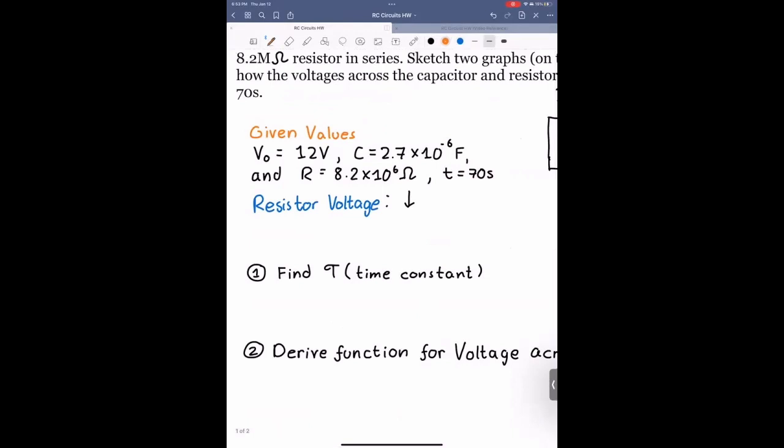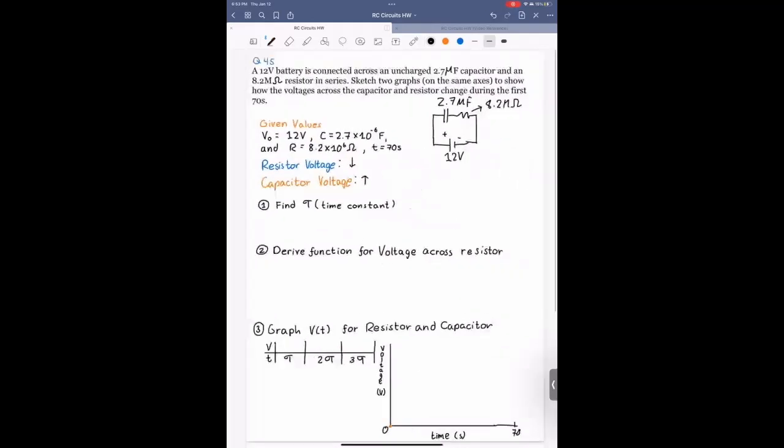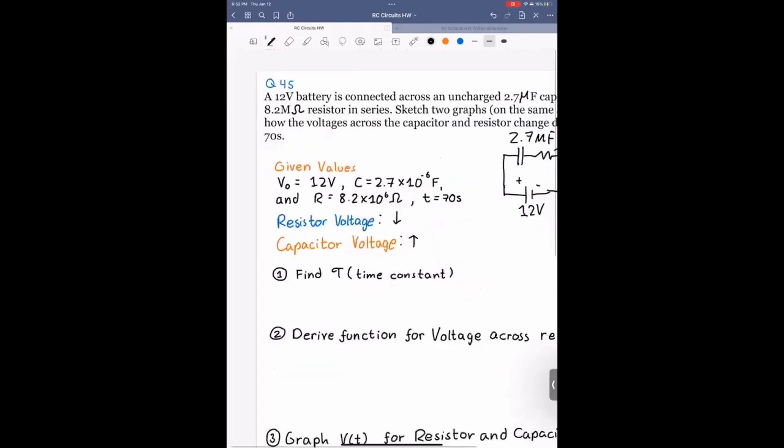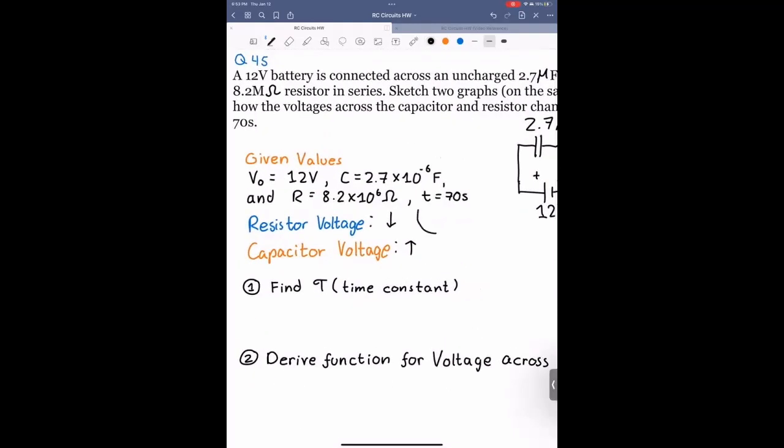But since the capacitor is charging, the voltage across it will increase exponentially over time until it reaches the voltage of the battery. Now, if we want to sketch the curves, that means for the resistor voltage, it's going to have this shape. And for the capacitor voltage, it's going to have this shape.